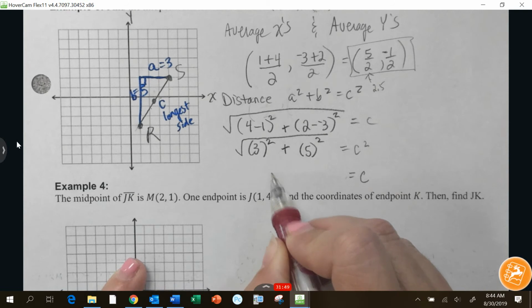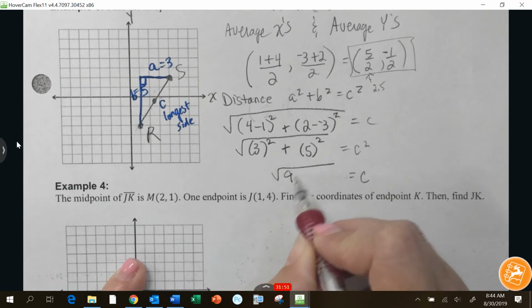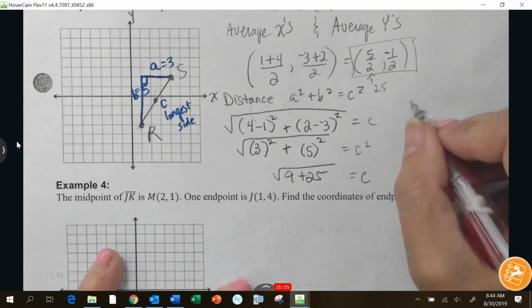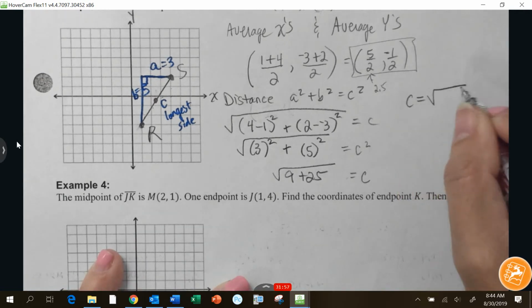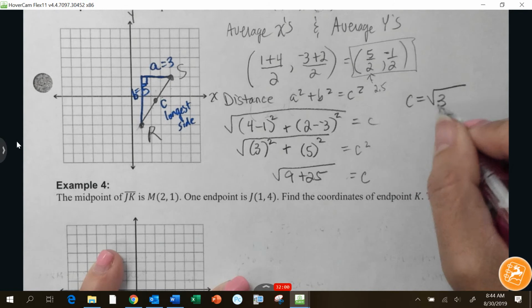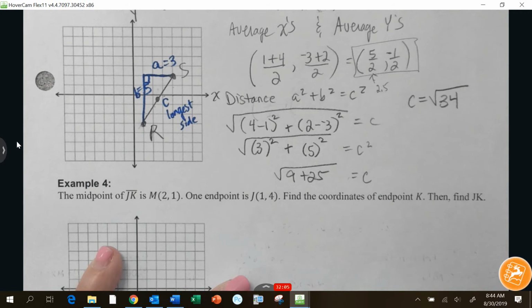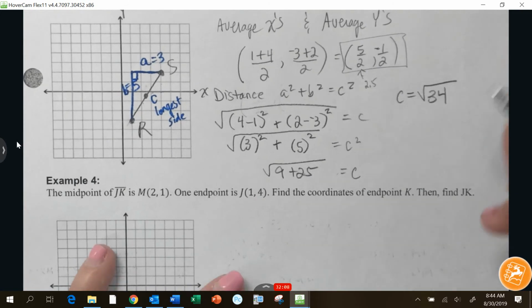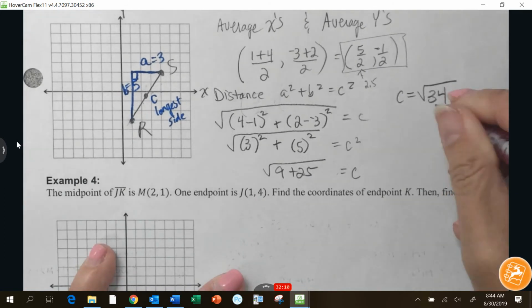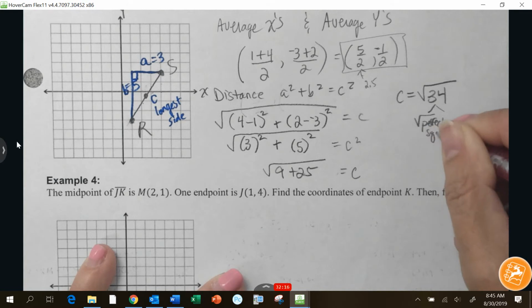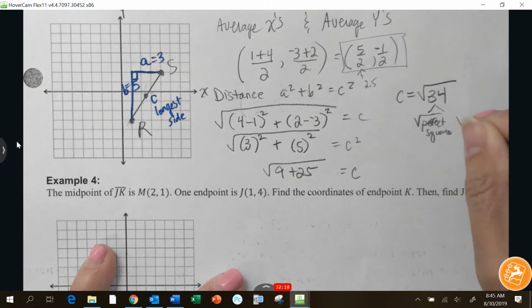So we're doing the square root of 9 plus 25, which is what? 34. Is 34 a perfect square? Okay, there was something in your weekly review where you're supposed to simplify it by breaking it down to a perfect square, and then everything else.